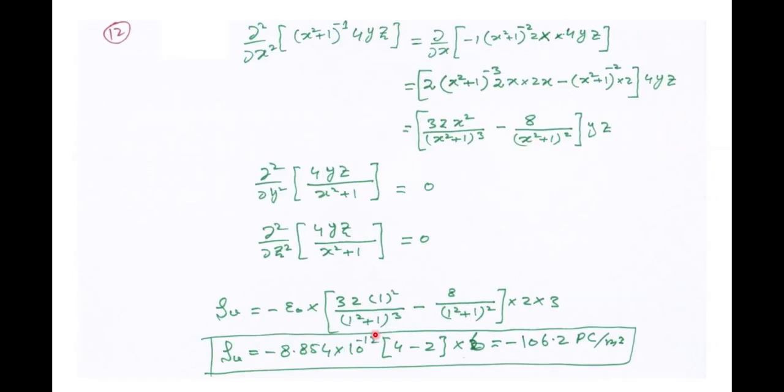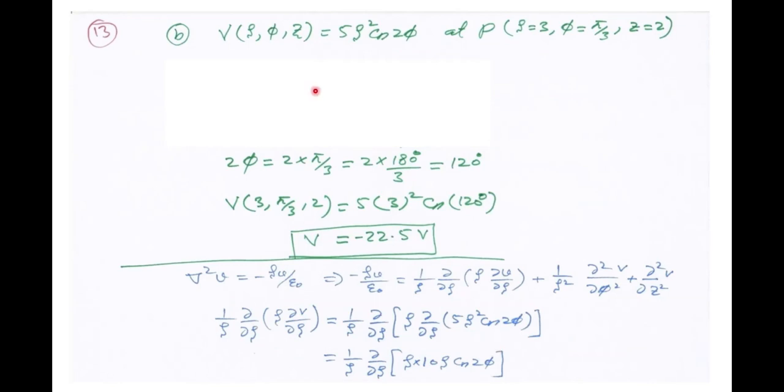So this equation reduces to this form. Plug in the values of x, y, z, simplify, and multiply the whole expression by epsilon naught. We obtain the value of volume charge density, which is equal to minus 106.2 picocoulomb per cubic meter. Now let us consider the second part.